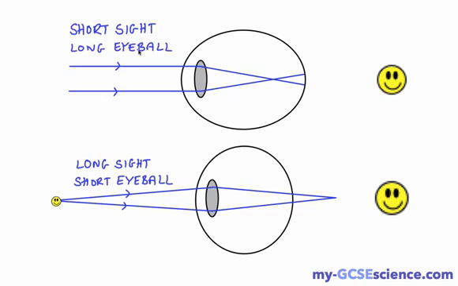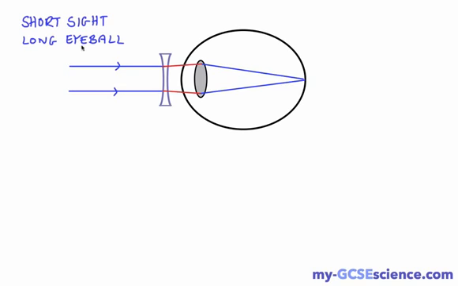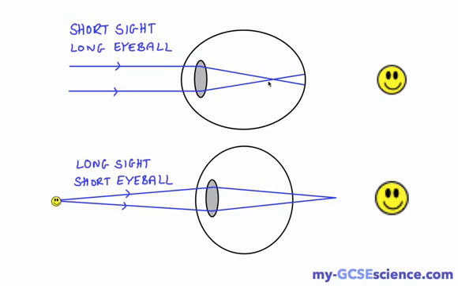Someone who is short sighted has no difficulty with objects that are near, they have difficulties with seeing things that are further away, and the opposite way around for long sighted people. Now what can we do about this? Well, we can use lenses to help correct vision. So here is our person with short sight, and they've got a slightly longer eyeball, and you can see here that the image is being focused before it reaches the retina.